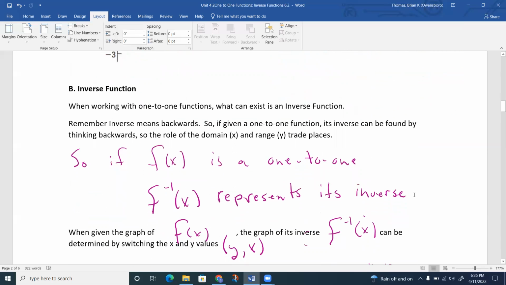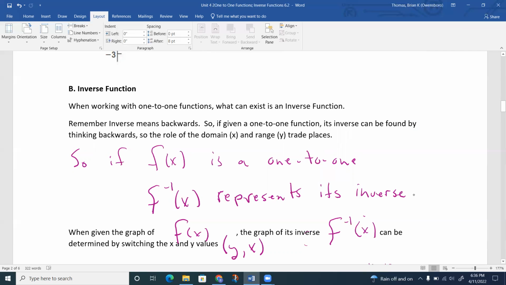So why do we need to have a one-to-one function? Well, this is where the inverse function comes into play. When working with one-to-one functions, what can exist is what's called an inverse function. Now remember, inverse kind of means going backwards. So if you're given a one-to-one function, its inverse can be found by thinking backwards. So what happens here is the roles of the domain and the range, the roles of the x's and y's, will trade places.